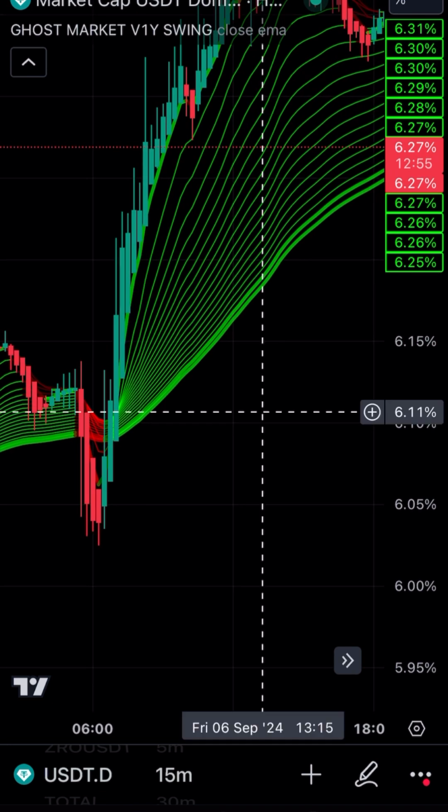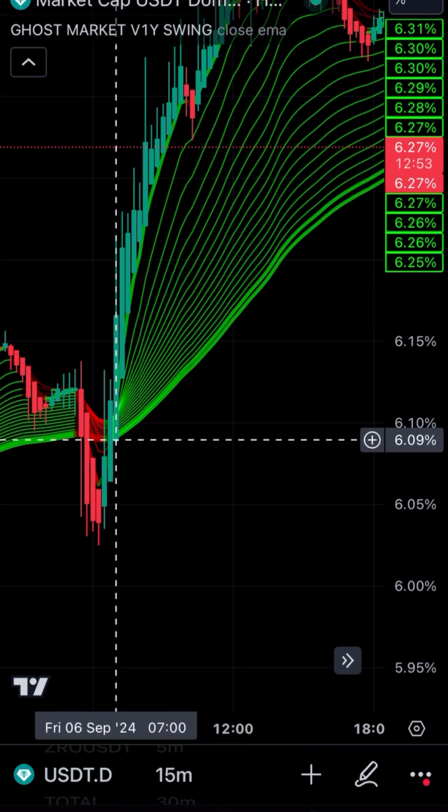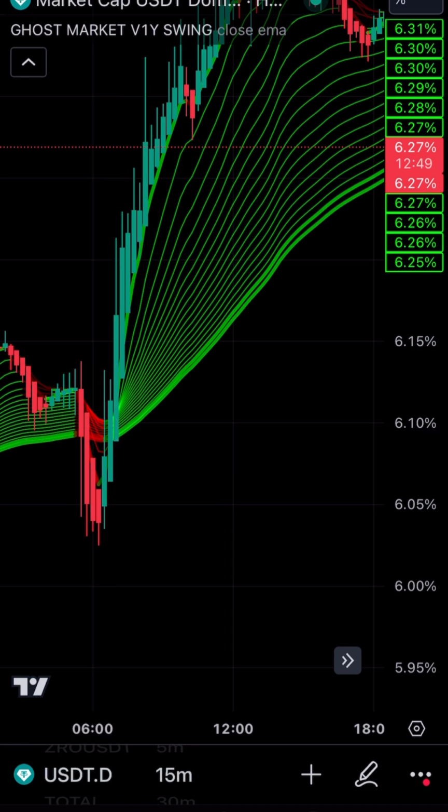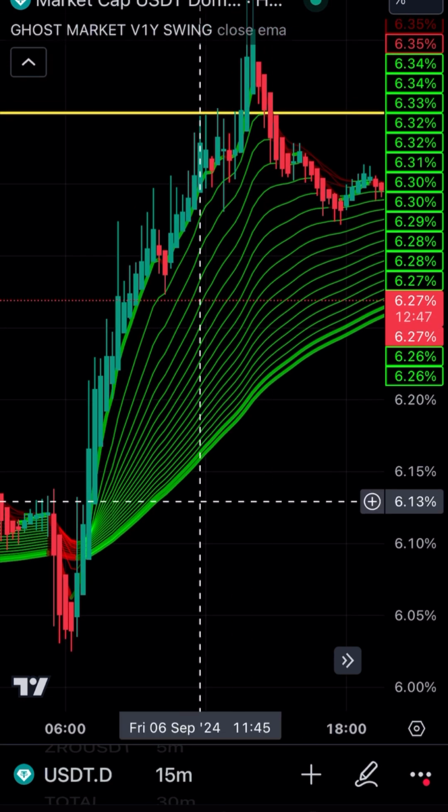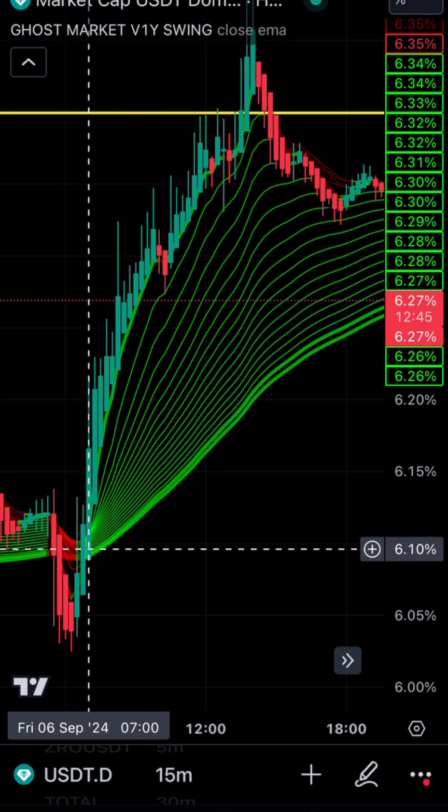So real quickly, we're going to be looking at September 6th. This is a 15-minute time frame. On September 6th, at exactly 7 a.m. I think. So September 6th at 7 a.m. it started going up. So what we want to see is if on September 6th at 7 a.m. Bitcoin started going down.